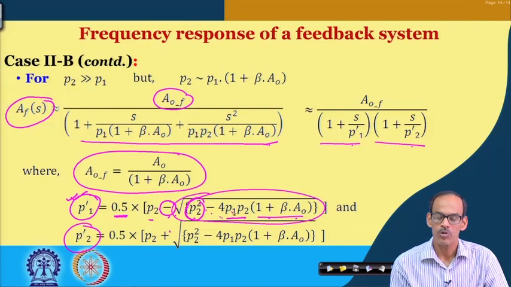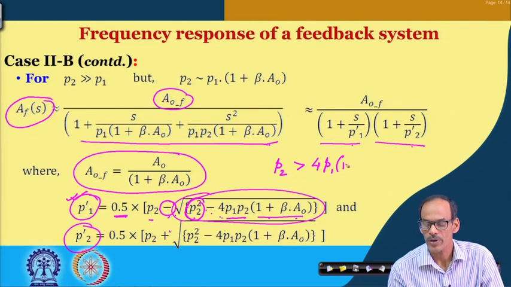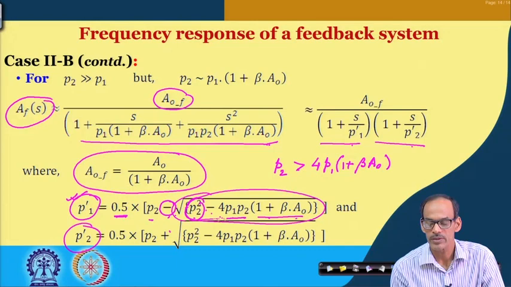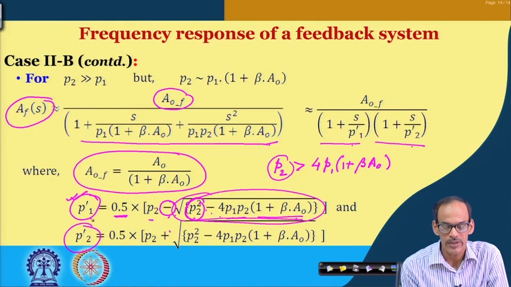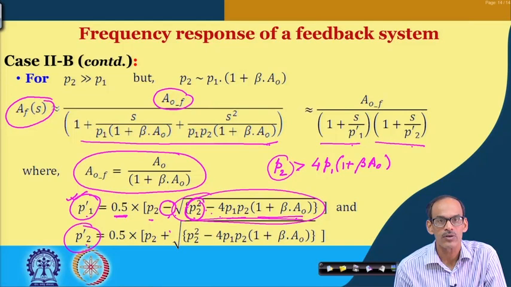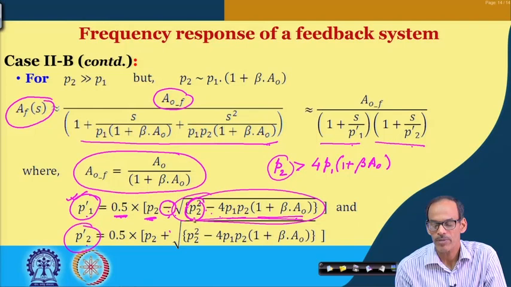So, if p 2 is higher than 4 times p 1 into 1 plus beta into a naught, then we can get this part real. On the other hand, if it is less, then this part will be imaginary, and then both p 1 and p 2 are complex, and incidentally they are complex conjugates also. So, the real part will be p 2 by 2 in that case, and the imaginary part is plus minus. In fact, for p 1 and p 2 we do have plus and minus, and then for the imaginary part we have to find what the value will be here.